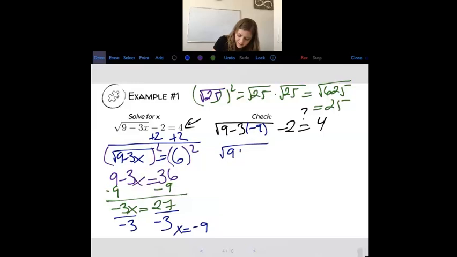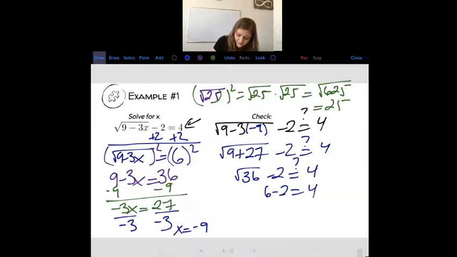So this becomes 9 plus 27 minus 2 equals 4. Square root of 36 minus 2. And we come down to 4 equals 4, which tells us that our solution is in fact true. So our final answer is x equals -9. No, your answer is not 4. You just happen to get 4 equals 4 to prove that your solution is a solution and that it solves the equation, but your final answer is the value that you got for x.